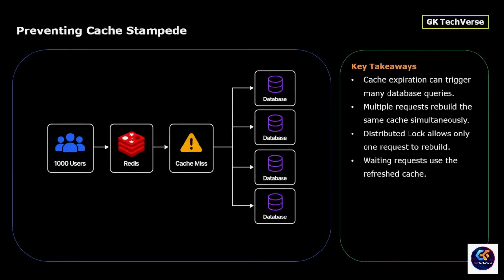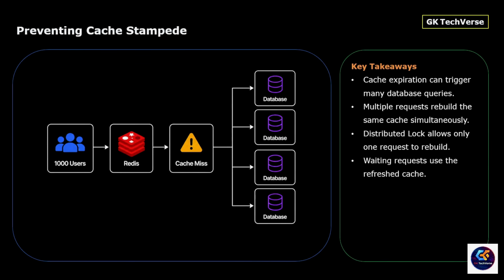But production systems rarely have just one user. Imagine 1000 users refresh the page at the exact same moment. The first request checks Redis. The key doesn't exist, so it queries the database. A few milliseconds later, the second request also checks Redis. The cache is still empty because the first request has not finished rebuilding it.